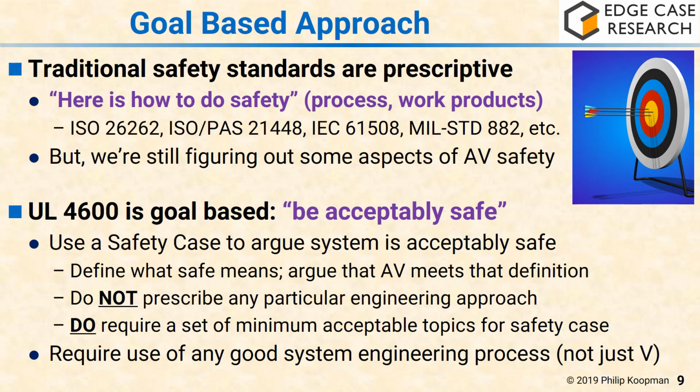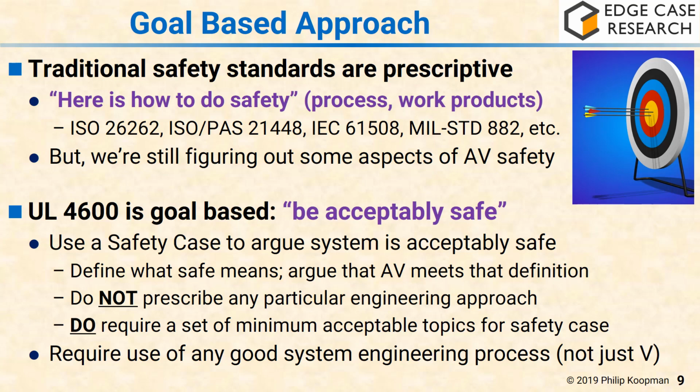So UL4600 is a goal-based standard. It's to be acceptably safe. And to do that, you have to have a safety case, which is a structured argument, and you define what safe means. Here's what it means for us to be acceptably safe. You then have to argue that sure enough, our AV does what we said we needed to do, and what we needed to do actually is going to make us acceptably safe.